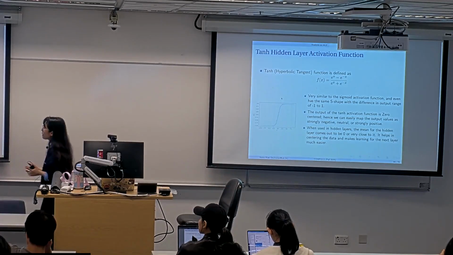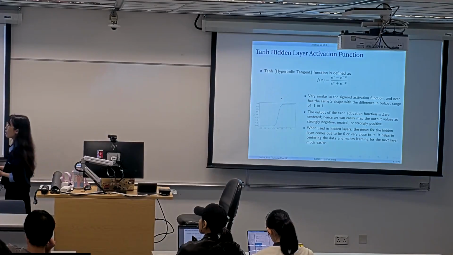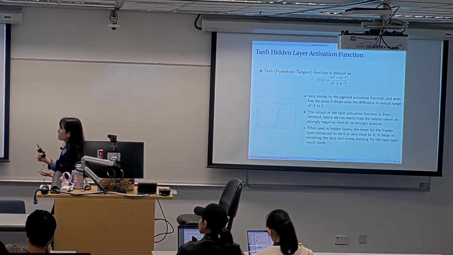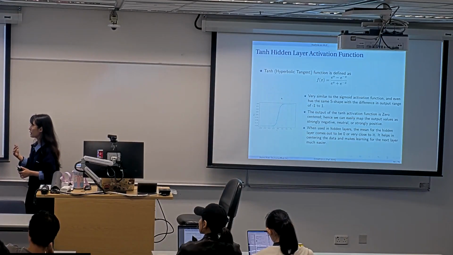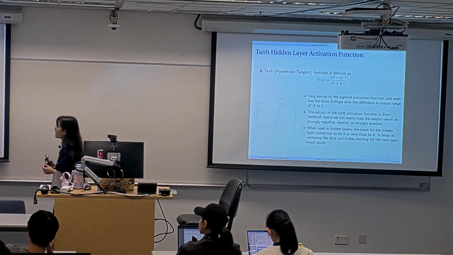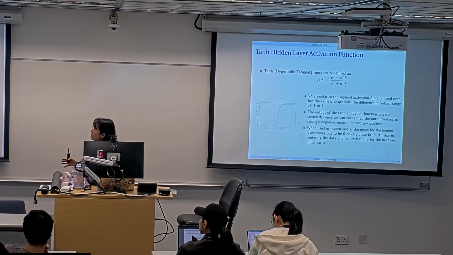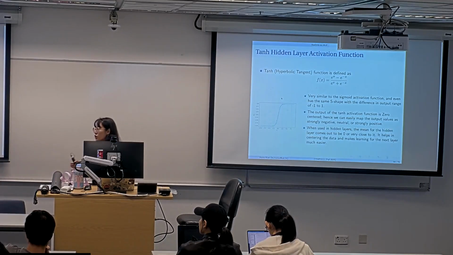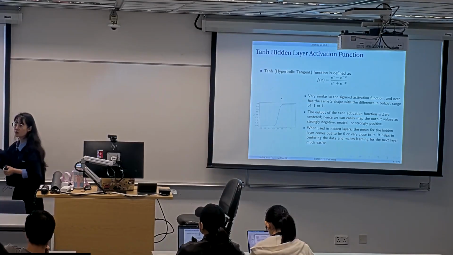So we can easily map the output values as strongly negative, neutral, or strongly positive just by looking at the output value. When used in the hidden layers, the mean of the hidden layers comes out to be 0 or very close to 0, roughly centered at 0. So it helps in centering the data and makes learning for the next layer much easier. That's why, if you only choose between sigmoid and tanh for hidden layers, tanh is usually much preferable to the sigmoid.